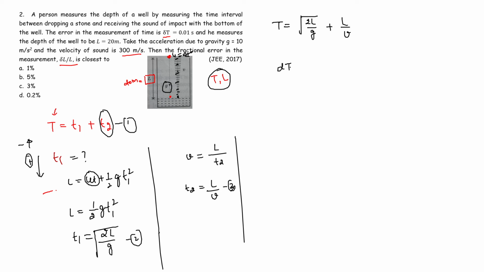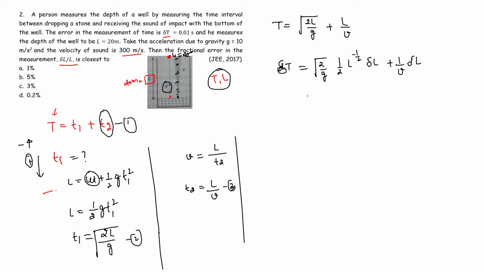We are not given the time, so we won't be differentiating with respect to time. Suppose this is del t. This can be written as under root 2 over g times under root L, and the differentiation of under root L will be the power in front and a reduction of 1 in the power, that means half times L raised to the power minus half. Now we differentiate L here. Plus, again, the velocity of sound is constant, so here you will get delta L over v.